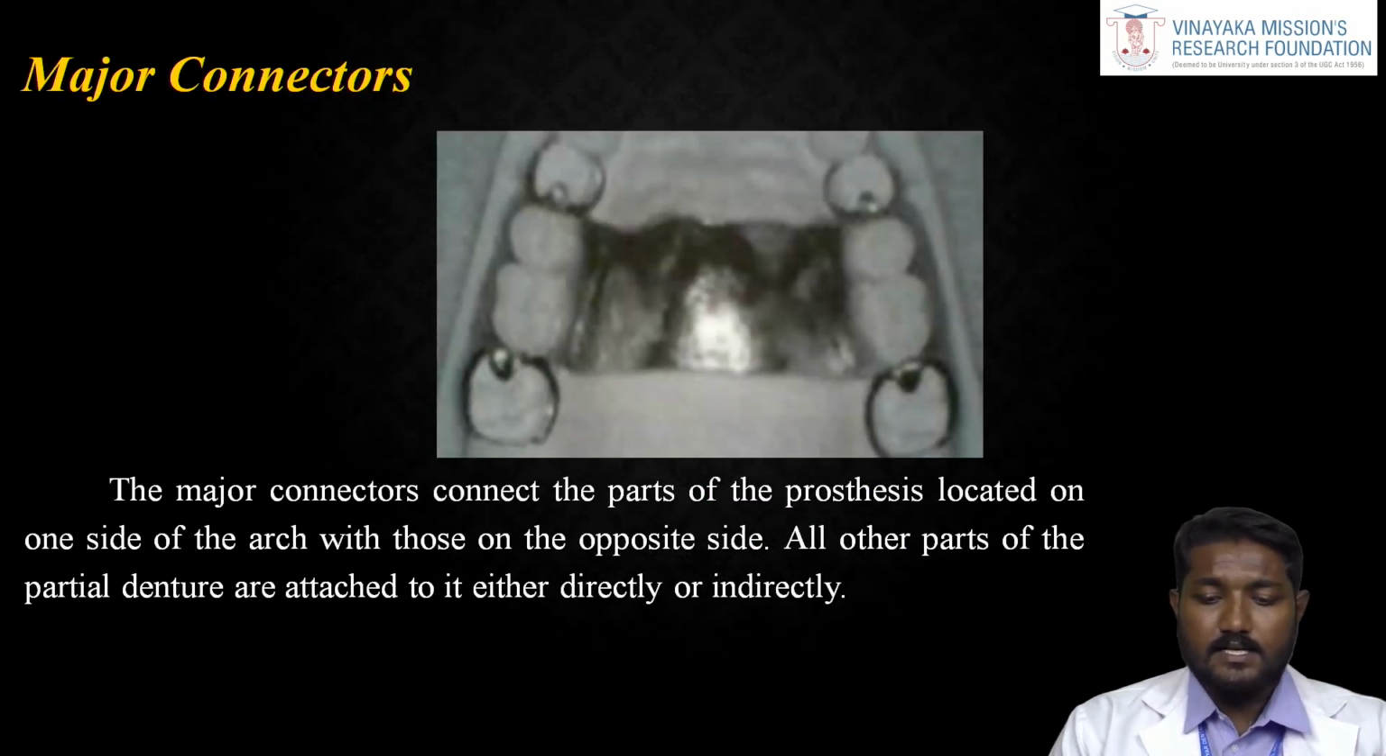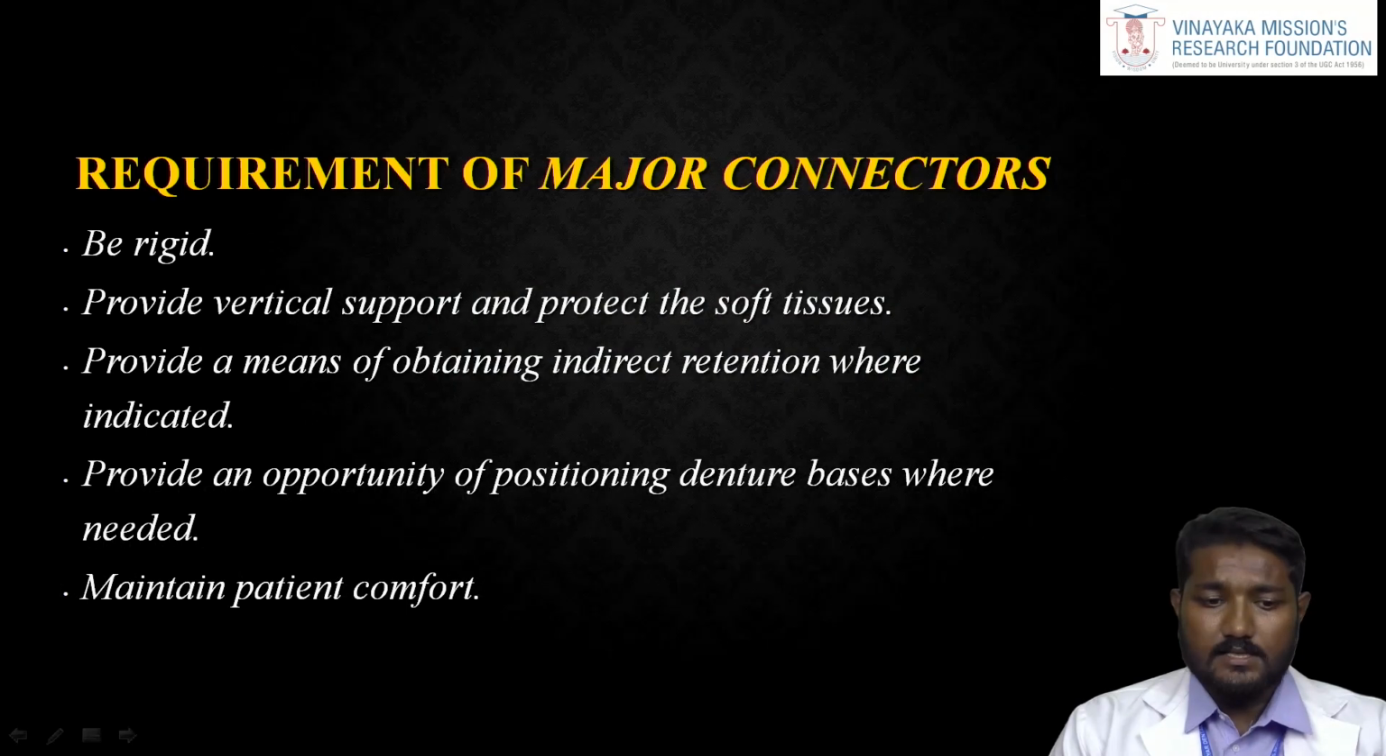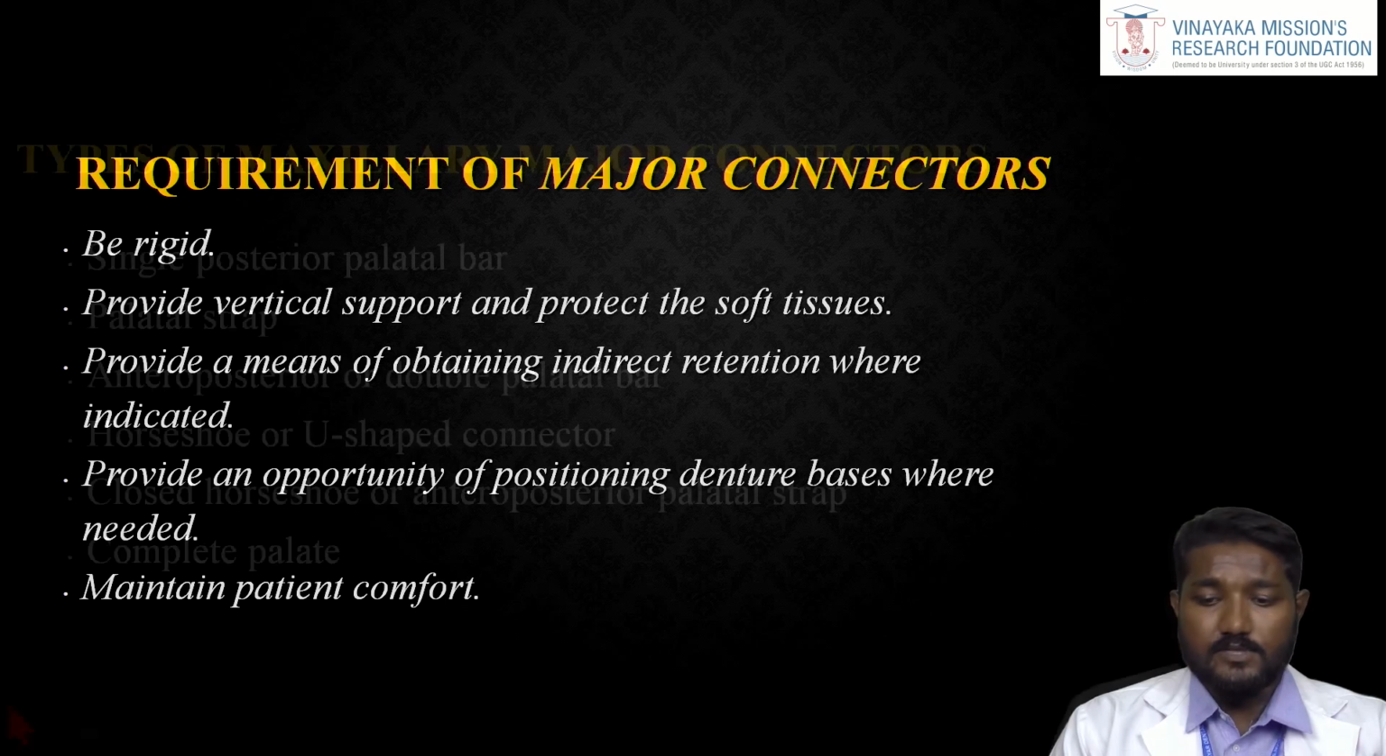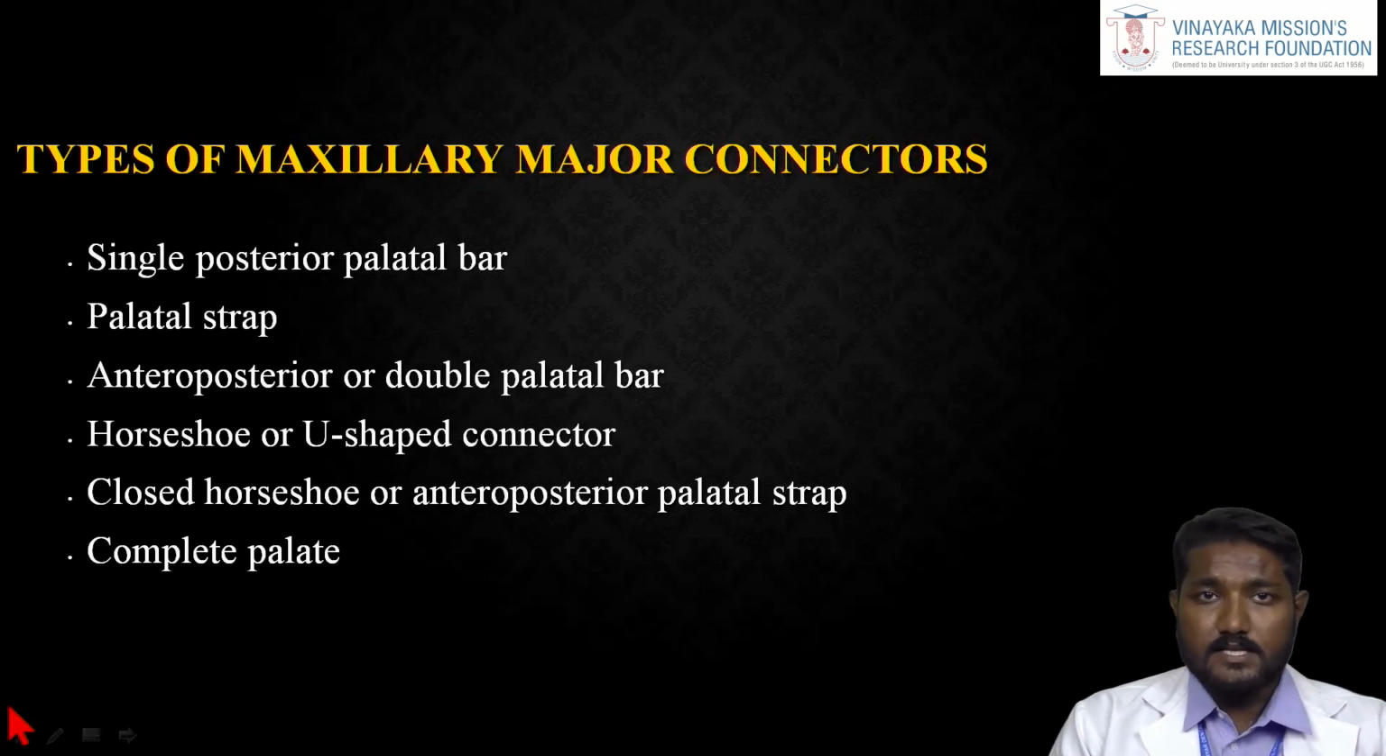The major connector connects the parts of the prosthesis located on one side of the arch with those on the opposite side. All other parts of the partial denture are attached to it either directly or indirectly. The requirements of the major connector: it must be rigid, provide vertical support and protect the soft tissues, provide a means of obtaining direct retention where indicated, provide an opportunity for positioning the denture base where needed, and maintain patient comfort. What are the types of maxillary major connector?